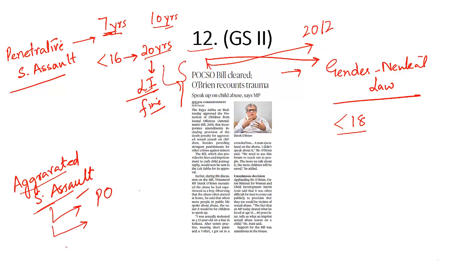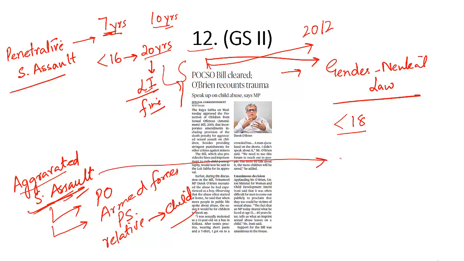If the sexual assault is committed by the members of the armed forces, it becomes aggravated. If this sexual assault is committed by a public servant, or by a relative of the child, it becomes aggravated. And now 2 more aggravated sexual assaults have been added to this bill. And what are these? If this sexual assault results in the death of the child, and if this aggravated penetrative sexual assault is carried out during a natural calamity.